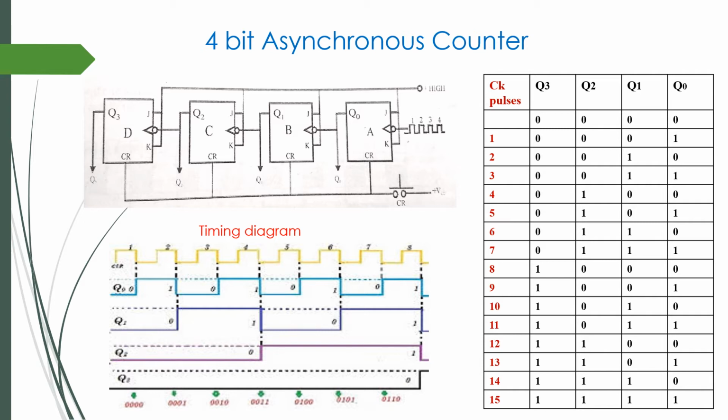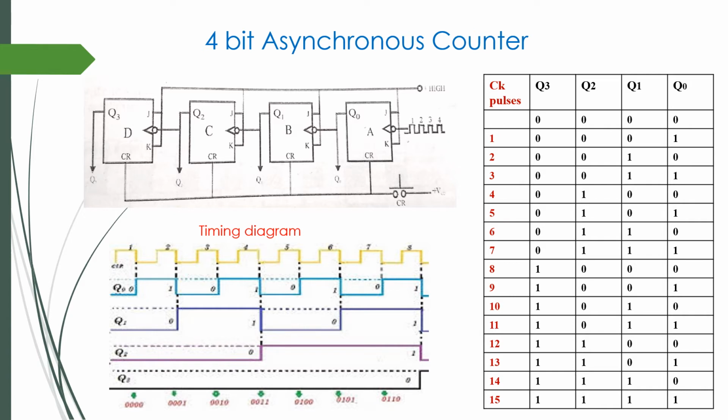In this way, each flip-flop will change its state at the negative edge of its clock pulse. The counter is incremented up to 1111. At the next clock pulse, it returns to its initial state, that is 0000. At the 16th pulse, each flip-flop goes to 0 state, which is known as the counter is in reset condition.